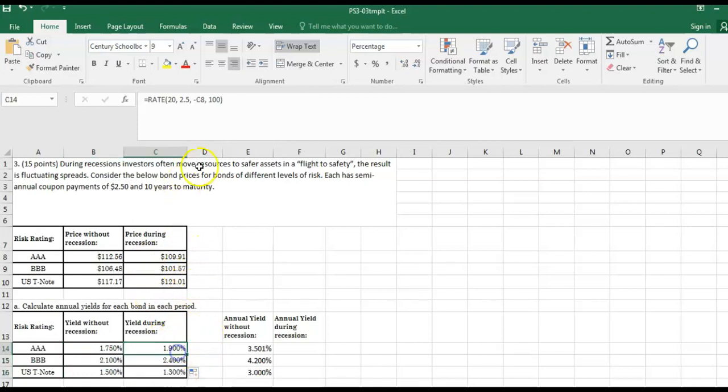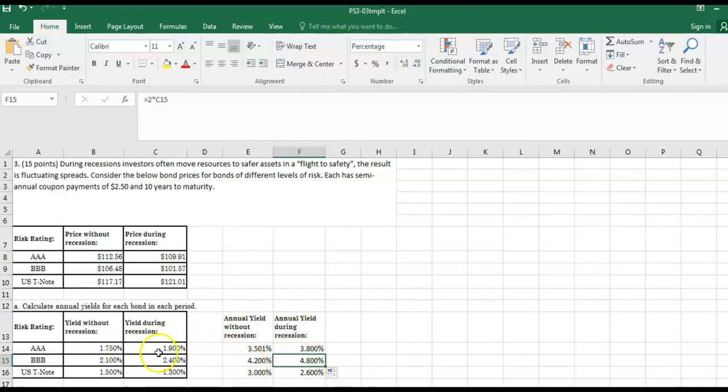You'll notice if I click on this cell, it's done the rate function calculation again, but it's grabbed C8 instead of B8, and it's calculated that new rate given this new bond price. So that's one of the really great things about Excel. It can do this for you really quickly. All right, I'm going to do the same thing here. I'm just multiplying by 2 for each of these. So I've got my 1.9 gives me 3.8. I've got my 2.4 every 6 months giving me 4.8. So these annual yields are really APRs, right? We've just multiplied by 2.